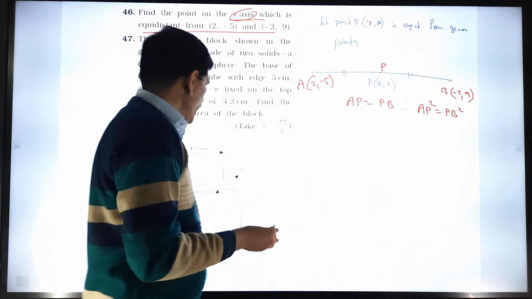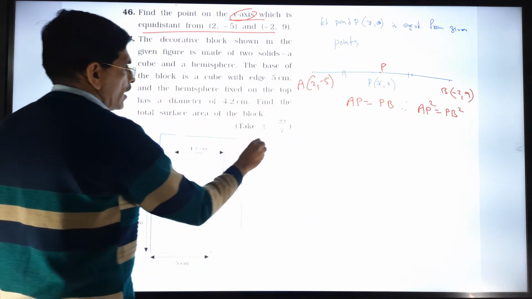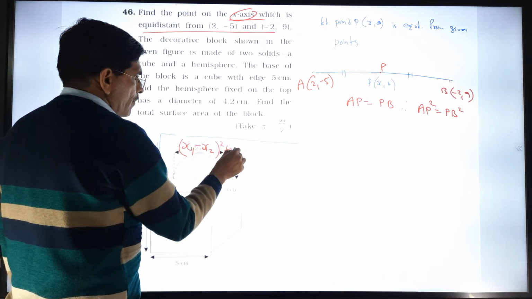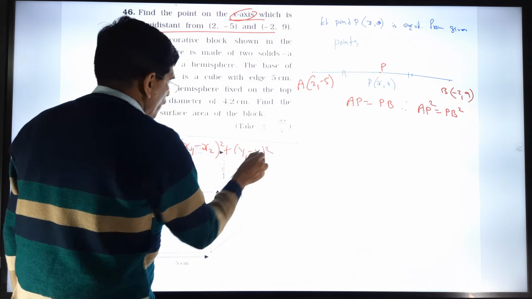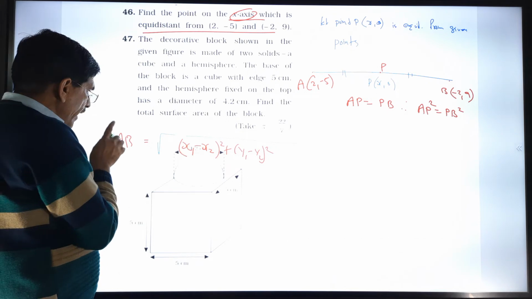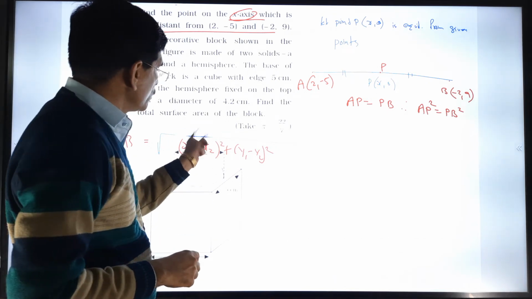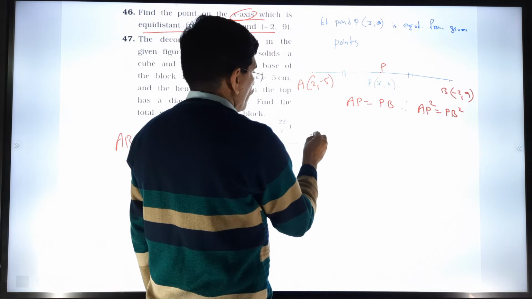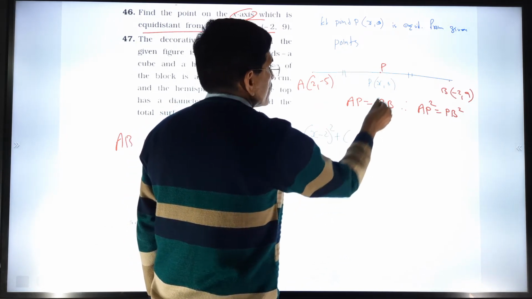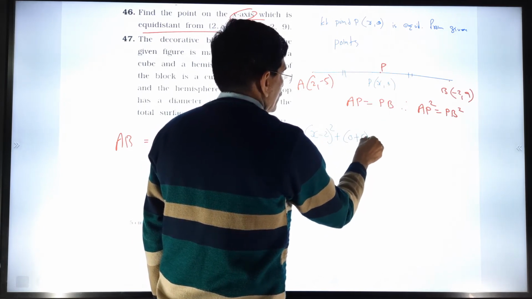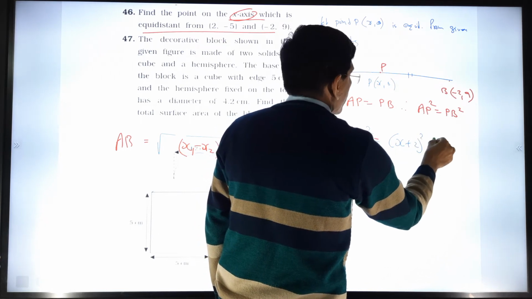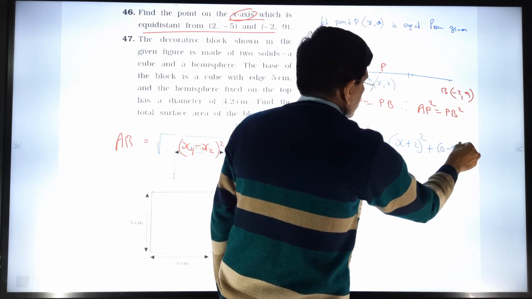When the square is there, I have to apply the distance formula. Everyone knows the distance formula: (x1 minus x2) whole square plus (y1 minus y2) whole square. But here AB is under root, and if we write AB square, then we remove this root. So we can apply (x minus 2) whole square plus (0 plus 5) whole square. Again here, (x plus 2) whole square plus (0 minus 9) whole square.